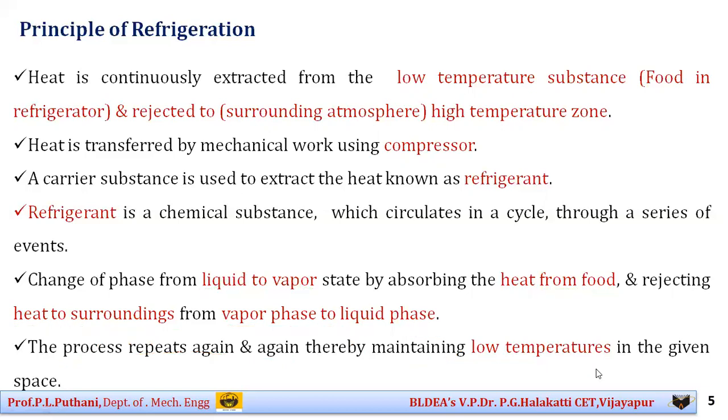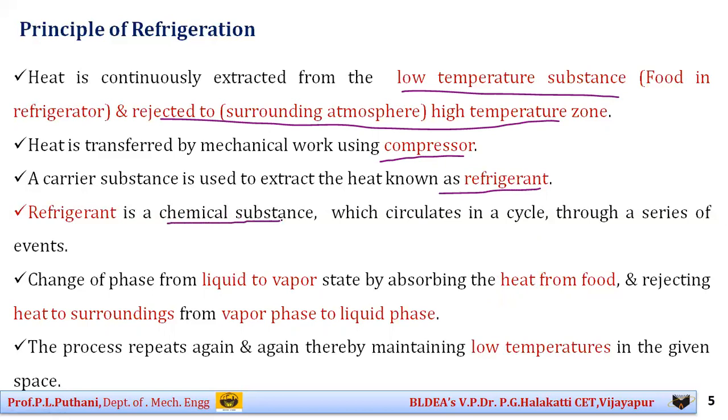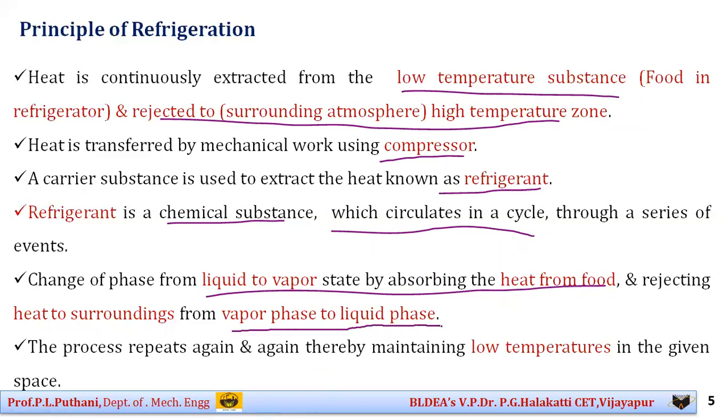Do remember these points carefully, especially in the refrigeration part. The first important thing is that the heat has to be extracted from the low temperature zone, that is the food, and supplied to the high temperature zone with the help of a mechanical device, which we call a compressor. The function of this compressor is pumping the refrigerant, a chemical substance which circulates in a cycle where it absorbs heat from the food materials, changing from liquid to vapor state, and rejects the heat to the surroundings, where it gets converted from vapor phase back to liquid phase, and this cycle continues.